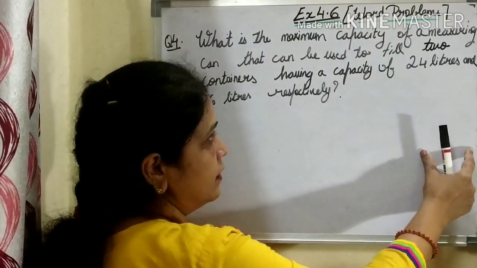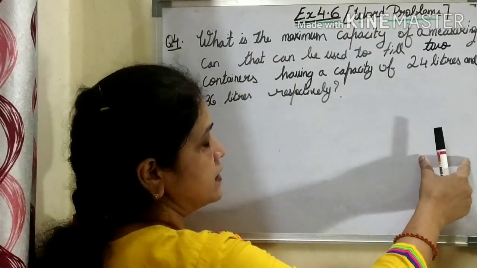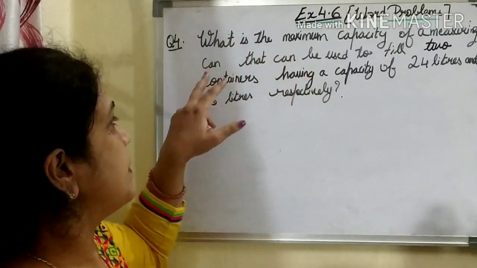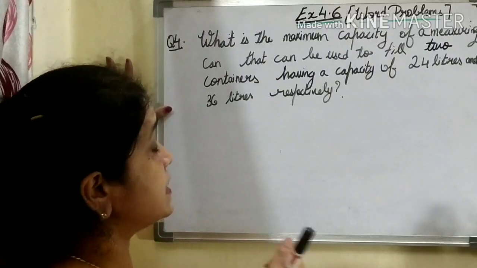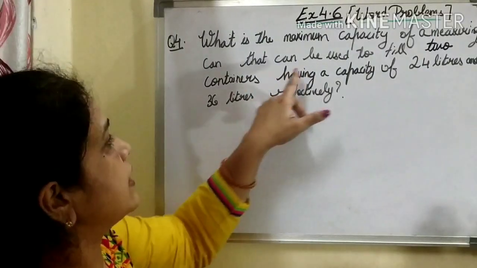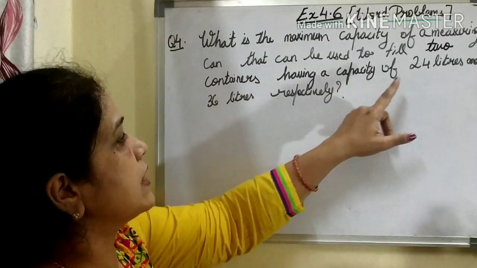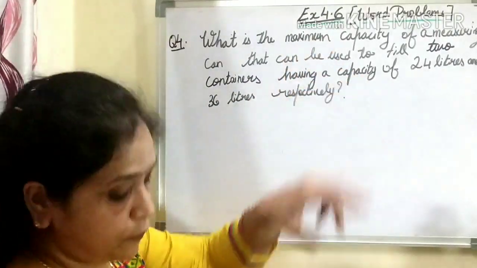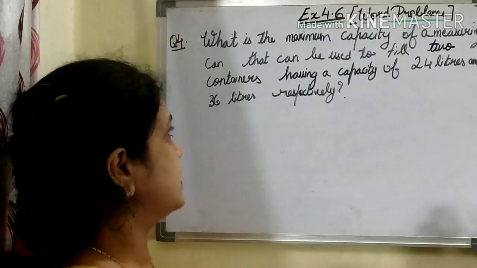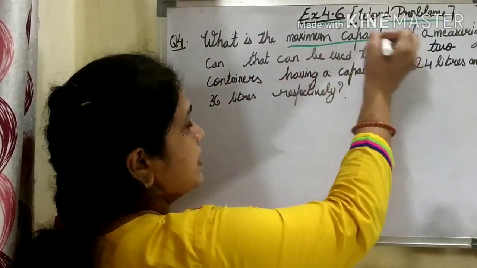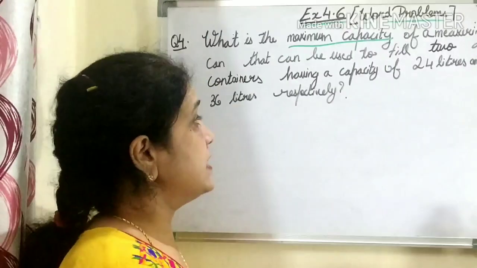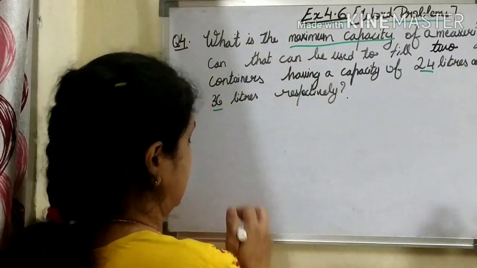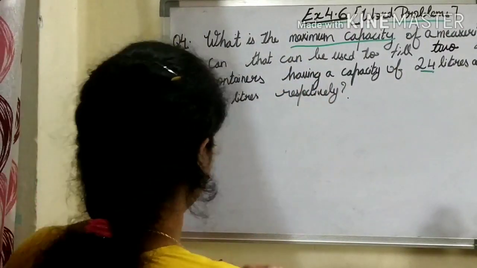Two containers are there, whose capacities are 24 liters and 36 liters, and we have to find the capacity of a measuring can. A can's maximum capacity we have to find, so that it can be used to fill two containers having a capacity of 24 liters and 36 liters respectively. When we have to find the maximum capacity, what we have to do? We will find the HCF of these two numbers, that is 24 and 36. So we are going to solve this question in this way.